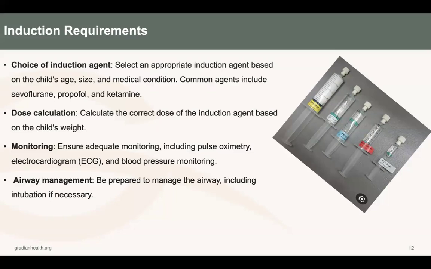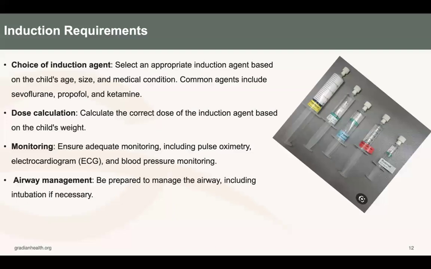So before we make a plan, the choice of induction drug. The choices depend on so many factors. They will depend on the age of the child. A newborn, someone just born today, there are certain drugs that you don't want to give, or if you are to give them, you actually give them in very minimal volumes, right?